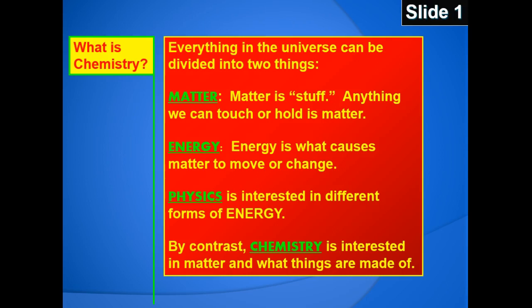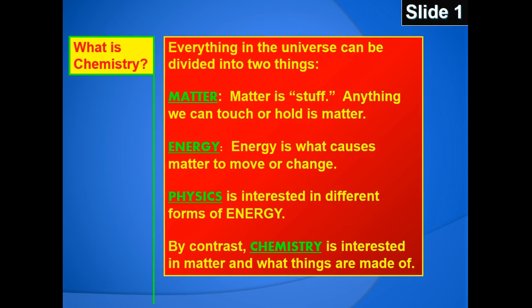Slide one, everything in the universe can be divided into two things. Matter, which is things with substance. It technically has mass and volume. It has to have some weight to it and it has to take up some space. That's matter. Also, there's energy. These are the only two things in the universe.